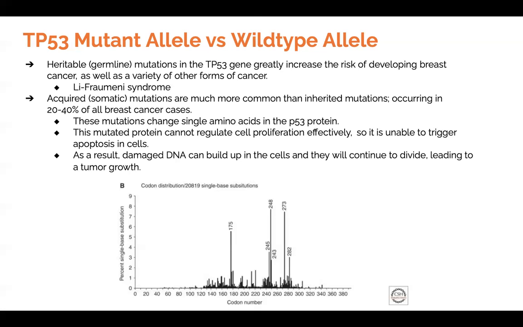This image shows that most mutations are affected in 6 amino acids. And those 6 amino acids are numbers 175, 245, 248, 243, 273, and 282.